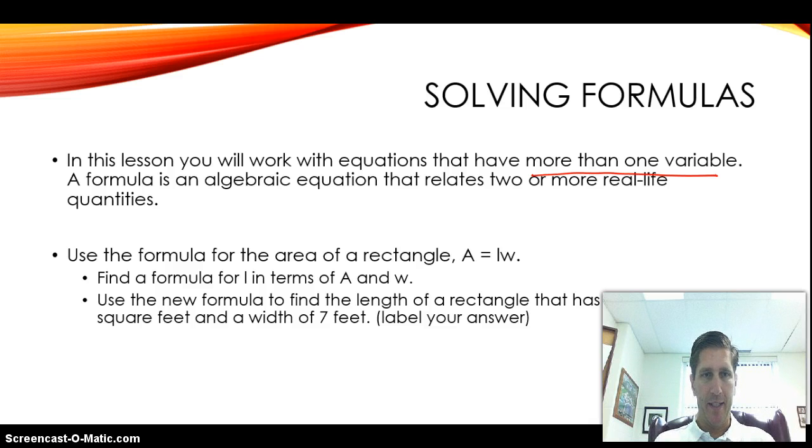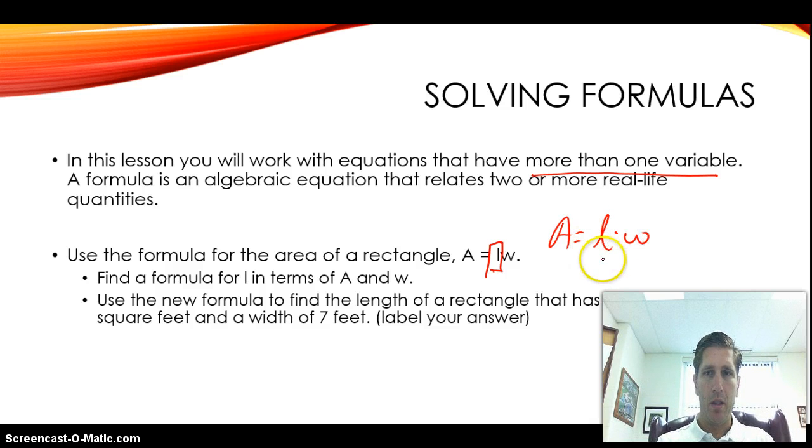So here's an example. Use the formula of the area of a triangle. Area equals length times width. So we're going to find a formula for L in terms of A and W. So what does that mean? That means we're going to solve for L. We're trying to get L alone. So we know that this really means A equals L times W.